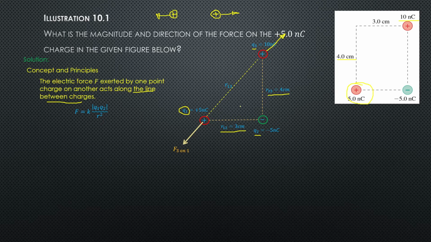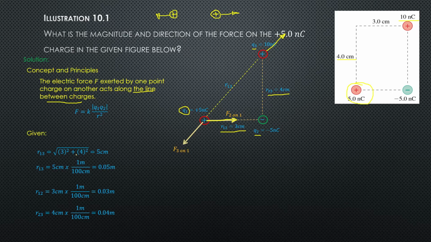Now I have placed another force, which is the force acting on charge 1 by charge 2. I denoted it F2 on 1, charge 2 on 1. They have different, opposite signs, so they attract each other. So the force acting on charge 1 will be attracted toward charge 2.